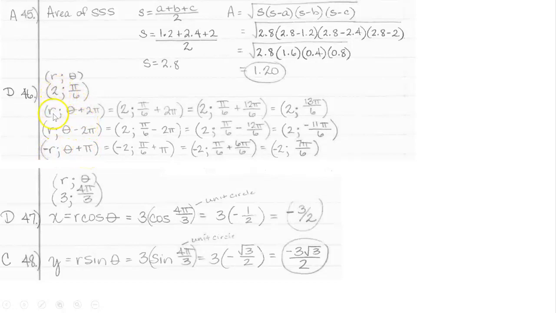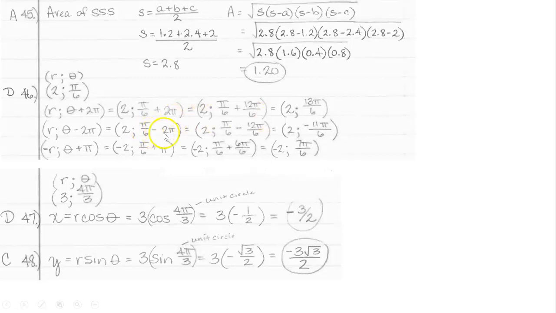So let's start with this first one right here. R is going to be 2, and then we're going to take pi over 6 and add 2 pi. If we want to add 2 pi, right now that's 2 pi over 1. If I want to add it to pi over 6, I need a denominator of 6. So I'm going to multiply top and bottom by 6 and get 12 pi over 6. So now 12 pi over 6 and 1 pi over 6 is 13 pi over 6.